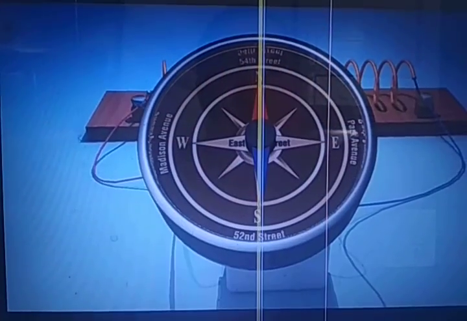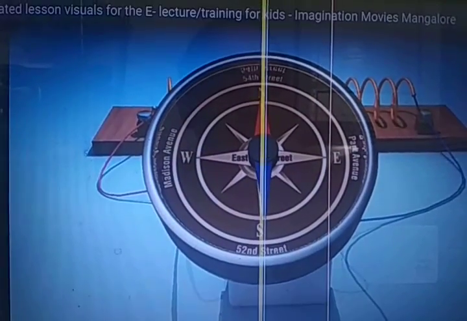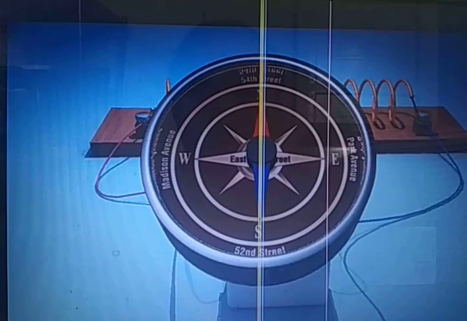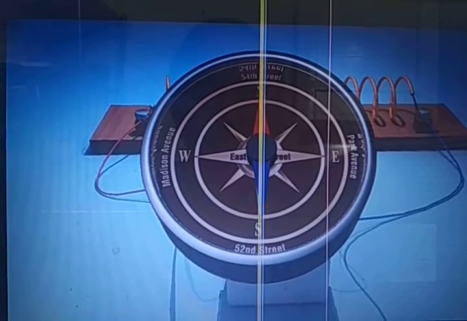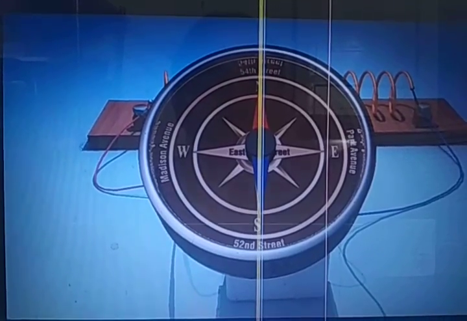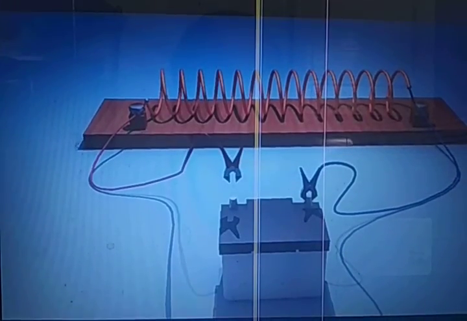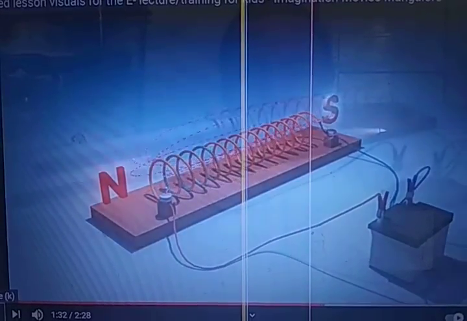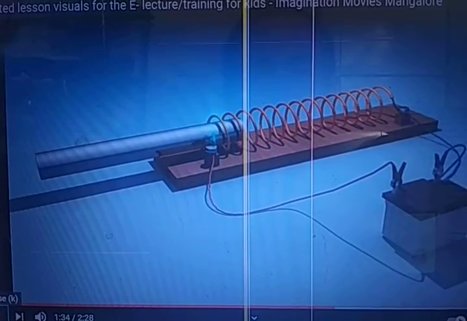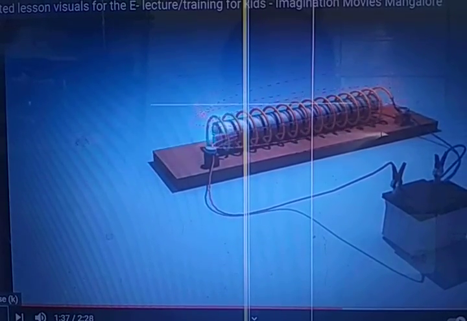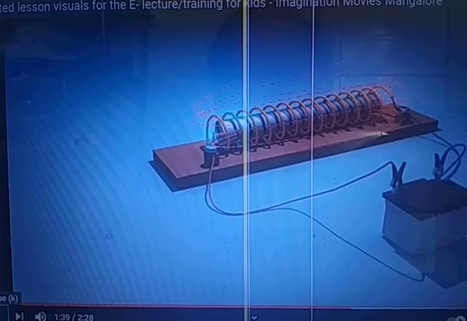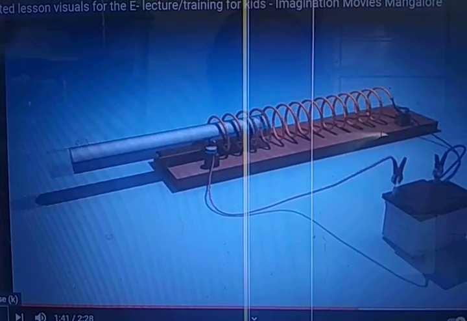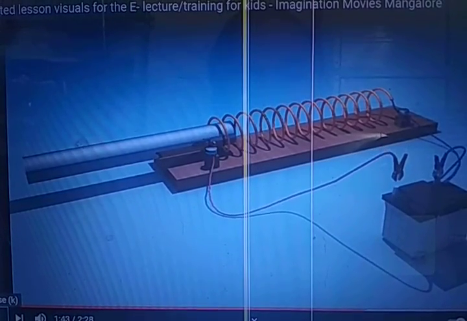If we suspend it freely in the air, it will point in the north and south direction, like the bar magnet. Now let's look at the applications of the solenoid. When we insert a piece of soft iron core, the iron piece is pulled inside. When the current is withdrawn, it moves out again.